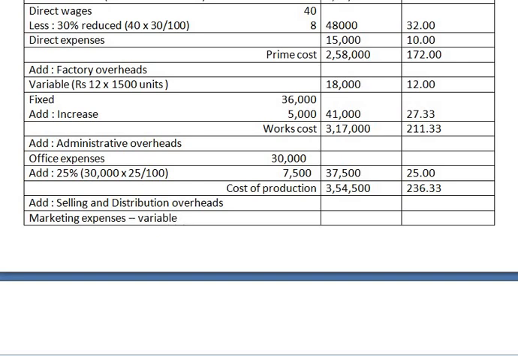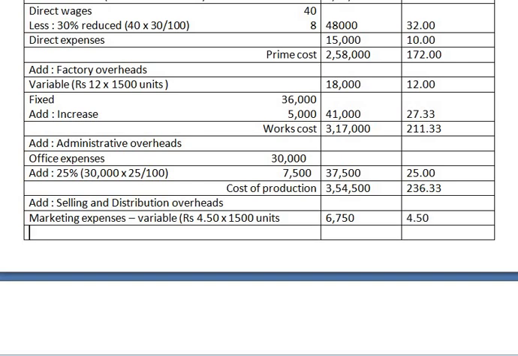In brackets you can show the calculation. The cost per unit for this is rupees 4.50 for the year 2018, into the number of units, 1,500 units. So that is 6,750, and this is 4.50.